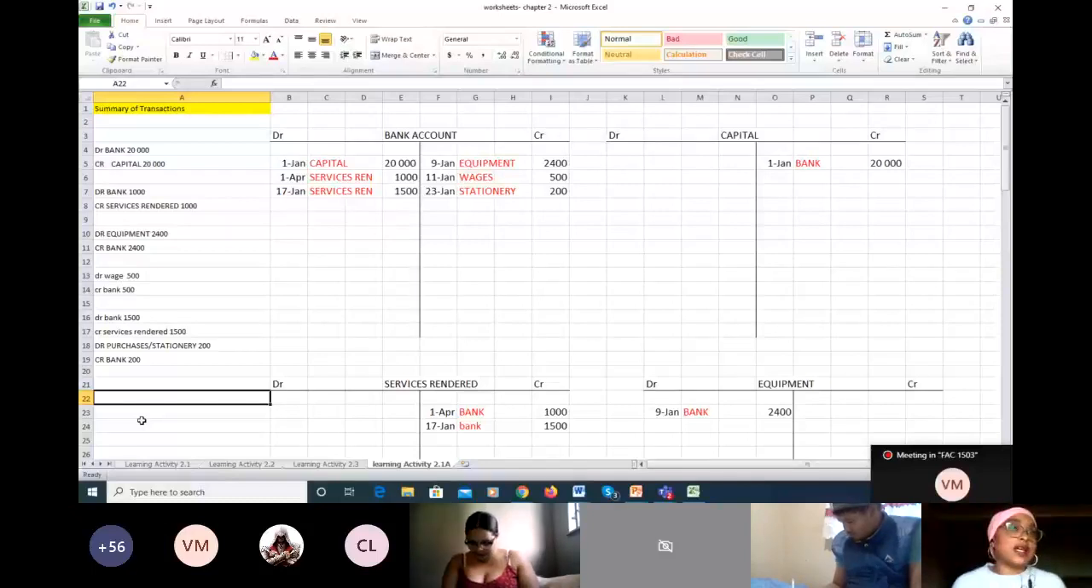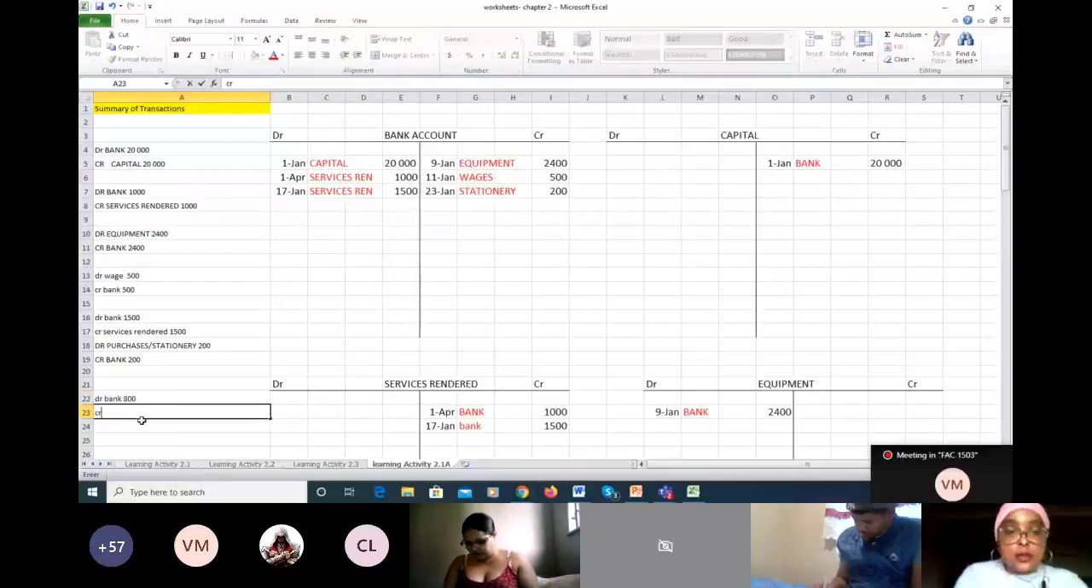So if I say received 800 Rand for services rendered, I'm going to go debit bank 800, and I'm going to credit my services rendered. Why am I crediting services rendered? Because my equity is increasing. I'm going to be worth 800 Rand more. So let's put it in here.